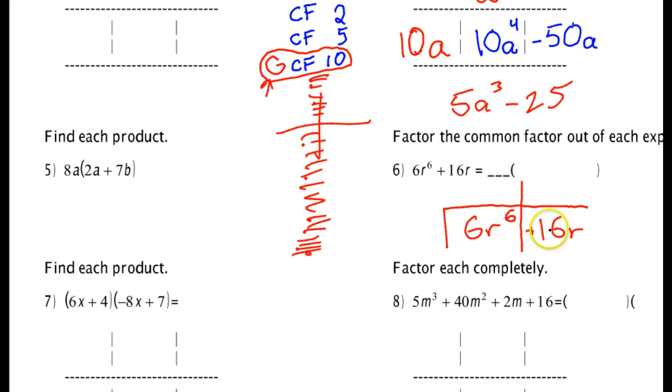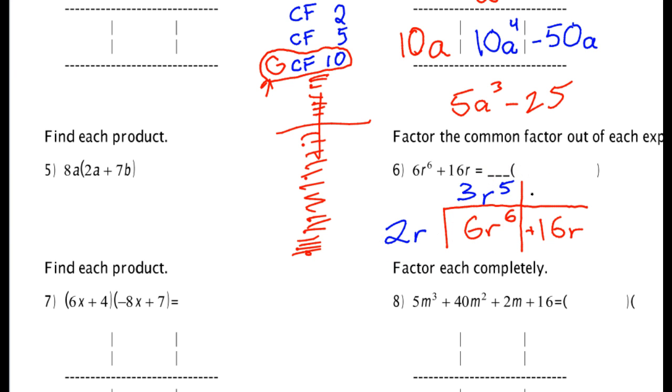2 is the biggest number that goes into 6 and 16. What about the variable? Do these have anything in common? Just an r. This has 1 r, this has 6, so in common they just have 1. And then we can work backwards to finish it. So it's 2 small steps: the biggest number that goes into the numbers, and then what variables are in common. All right, so 2 times 6 is 3, and then r to the 5th.